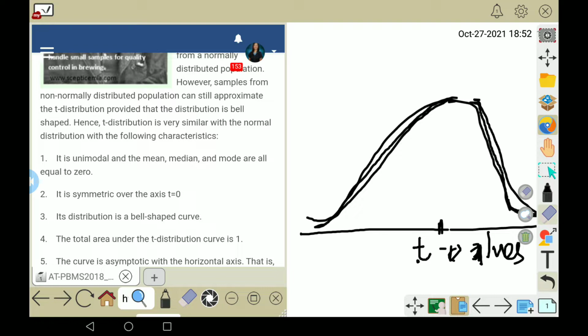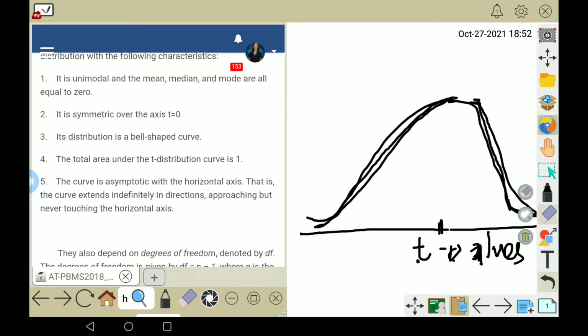The third characteristic is that its distribution is bell-shaped, of course, because it follows the concept of the normal distribution. Fifth, the curve is asymptotic with the horizontal axis. If you remember the characteristics of the Z distribution, the curve is also asymptotic to the x-axis. That is, the curve extends indefinitely in both directions, the left and the right. So it goes on indefinitely, approaching the x-axis but never touching it.